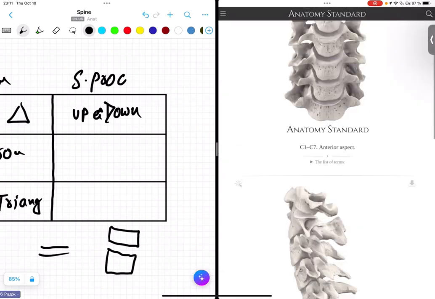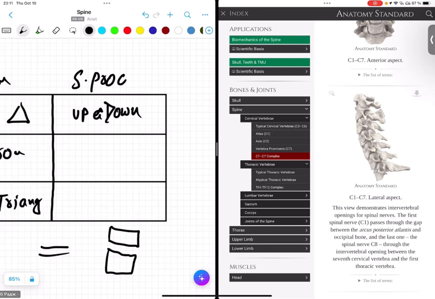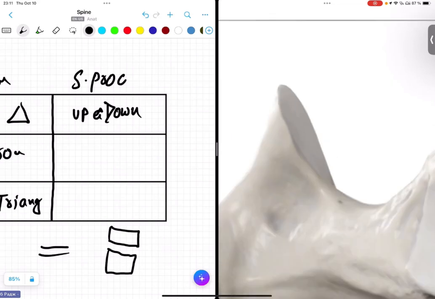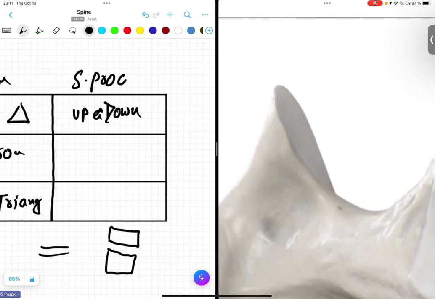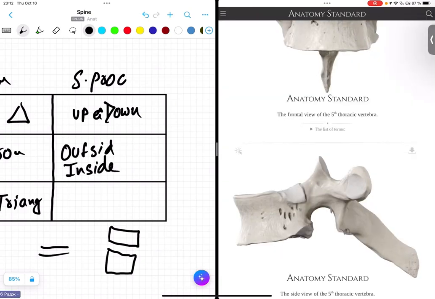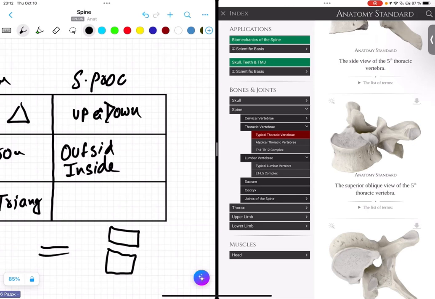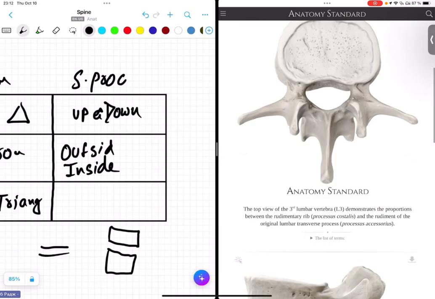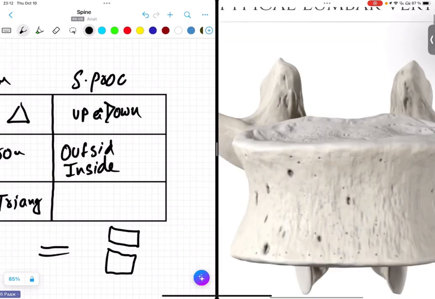If I talk about the thoracic vertebrae, typical thoracic vertebrae, then the articular facet, for example the superior articular facet, is facing outside while the inferior is facing inside. Yes. If I show you about the lumbar vertebrae, then see, the superior articular process faces inside. It faces medially, to be specific, medially.